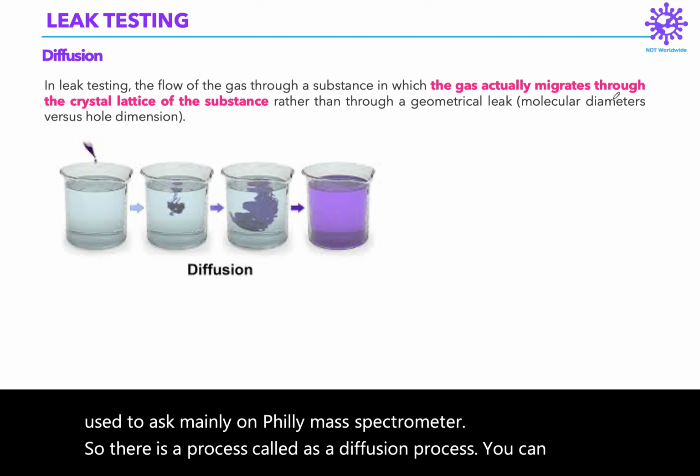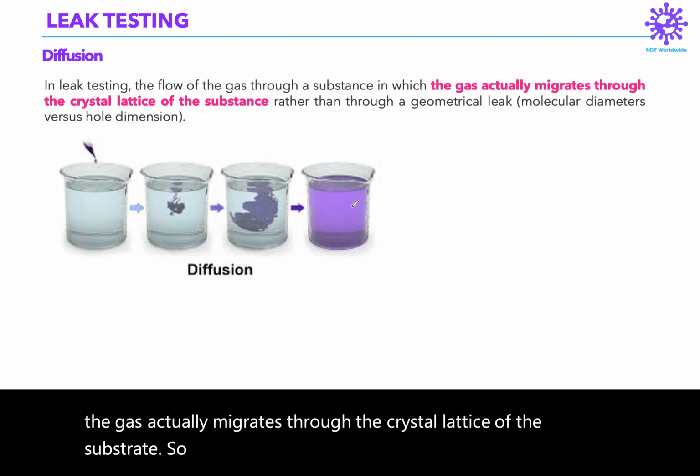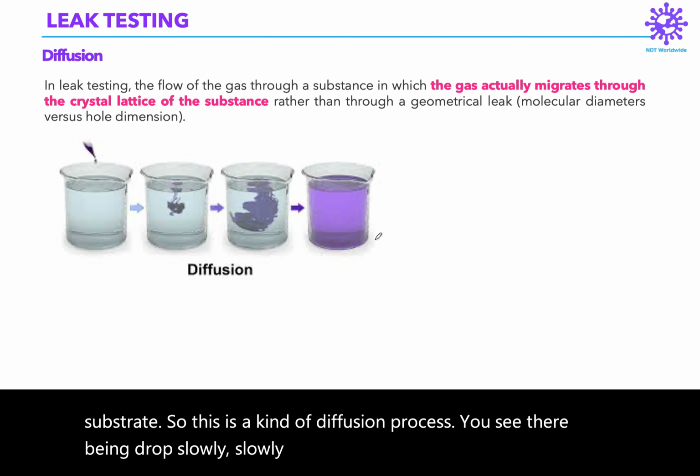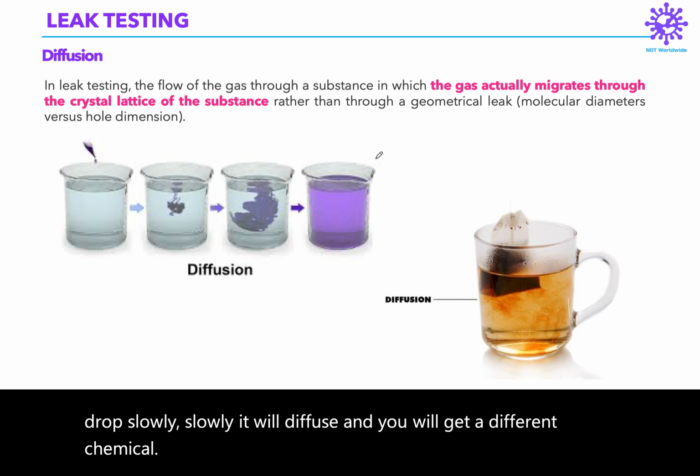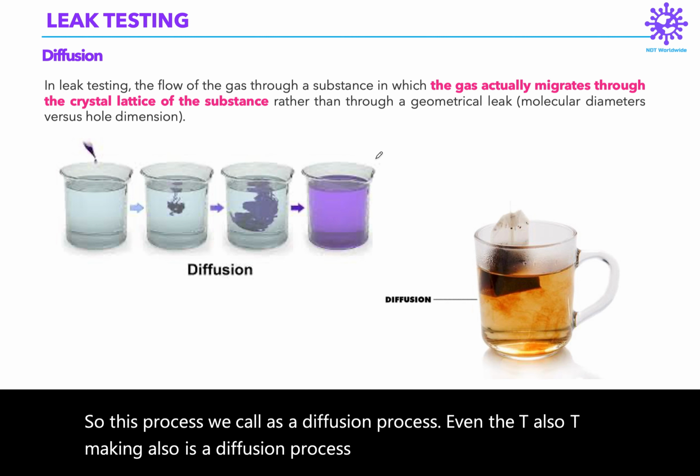You can see that the gas actually migrates into the crystal lattice of the substrate. This is a kind of diffusion process. You see an ink drop, slowly it will diffuse and spread through the water. This process we call a diffusion process. Even tea making is a diffusion process.